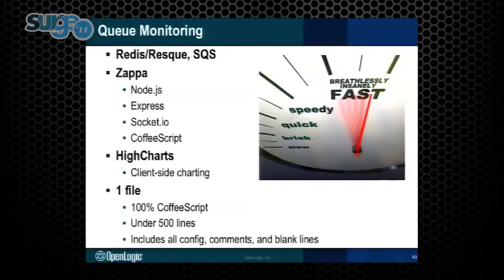100 a second, no big deal. Tens of thousands of connections, not a problem. And you can do all this in CoffeeScript. Use Highcharts for client-side charting. So the little tool that I wrote is 100% CoffeeScript because it'll even generate your HTML and JavaScript and everything from CoffeeScript. Under 500 lines, including all comments, blanks, and everything else, and it is crazy, wicked fast. So it's something to look at if you need a rapid monitor with live charting. It can be nice.